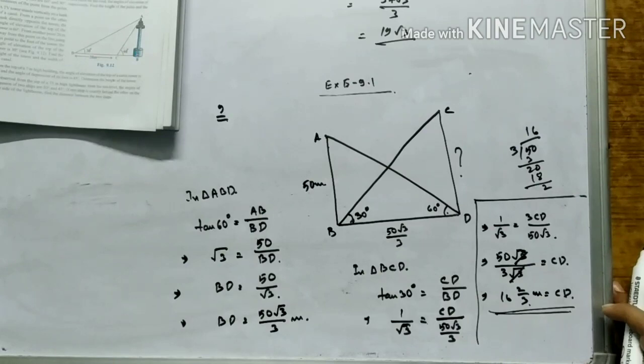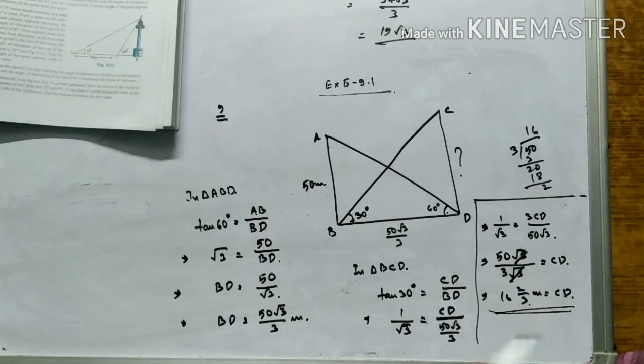Okay. So next, therefore in here you can write, therefore the height of the building is 16 whole 2 by 3 meter.